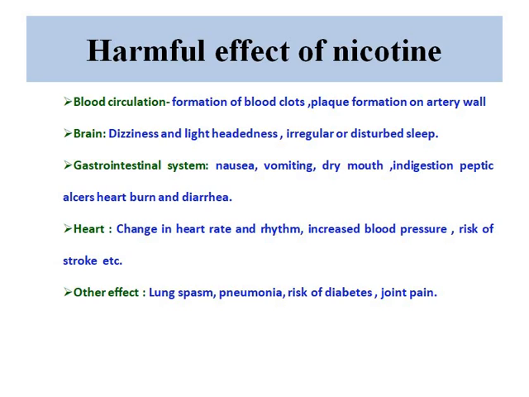First is the blood circulation effect. Formation of blood clots and plaque formation on the artery wall can take place. Brain: what is the effect on the brain? Dizziness and lightheadedness, irregular or disturbed sleep. Gastrointestinal system: nausea, vomiting, dry mouth, indigestion, peptic ulcers, heartburn, and diarrhea. Such effects affect the gastrointestinal system.